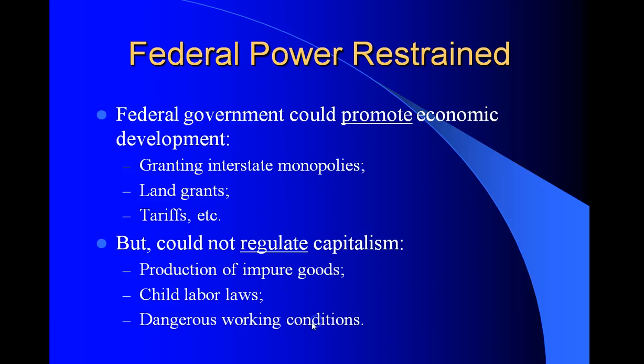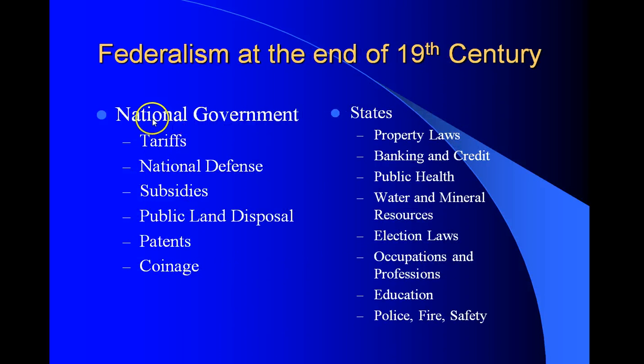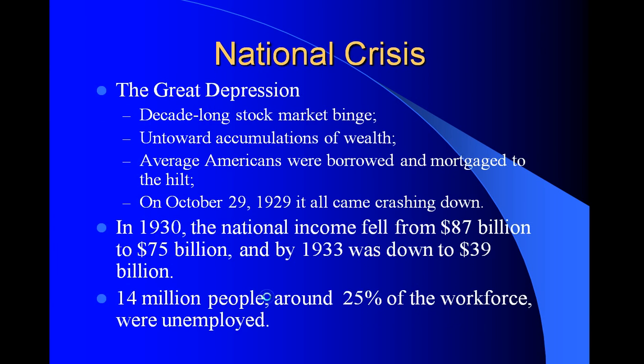So the way federalism looked at the end of the 19th century is the national government performed these duties, which you see here, and the states had all these things reserved to them for their power. Now, have no fear, I will post these slides in a PDF file that you can access online, and you can read these at your leisure.